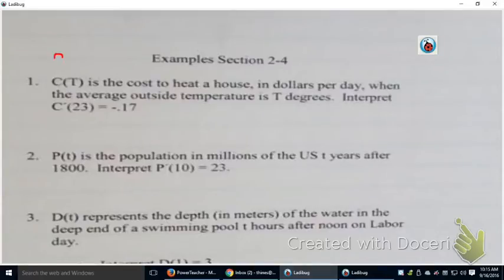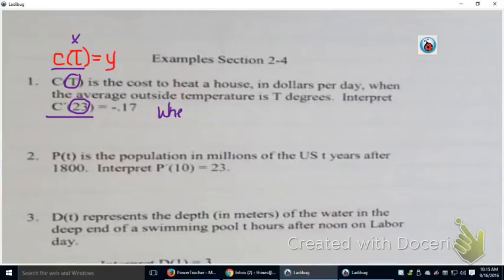So C of T is the function, and whatever that is always equals whatever the y is representing in the problem. T is like the x, so that means that C of T, which stands for y, has to do with what the y value is. So in this problem, y represents cost and temperature represents x. So it wants me to interpret C prime of 23. Okay, start with whatever's in parentheses, that's 23. I know that because it's in parentheses here, those two things represent the same thing.